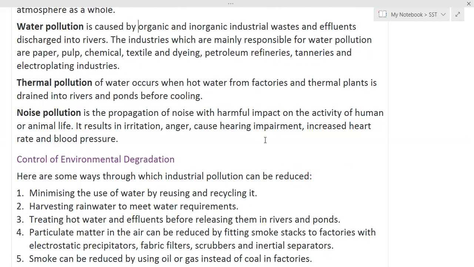Now, let's see thermal pollution of water. It occurs when hot water from factories and thermal plants is drained into rivers and ponds before cooling. So thermal pollution of water occurs when the hot water released from factories and thermal plants is drained into rivers and ponds before cooling. If they put the water in before it cools, there will be thermal pollution.